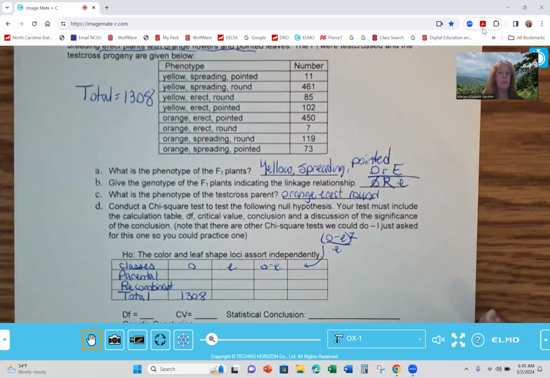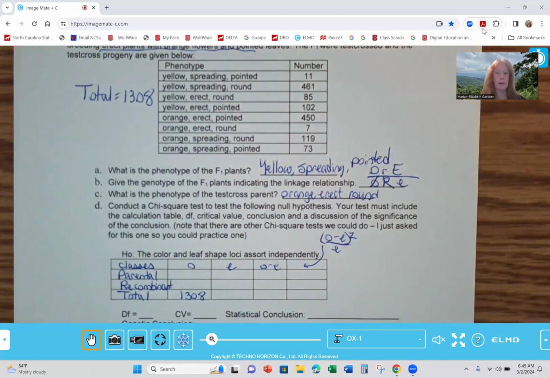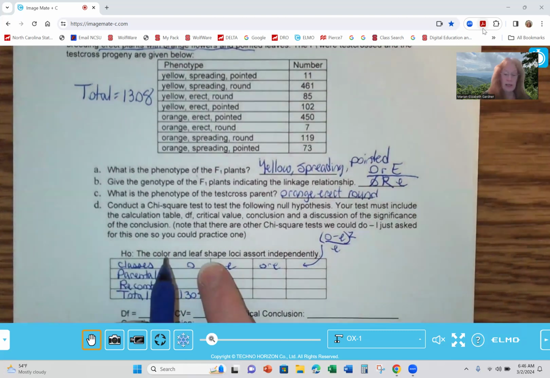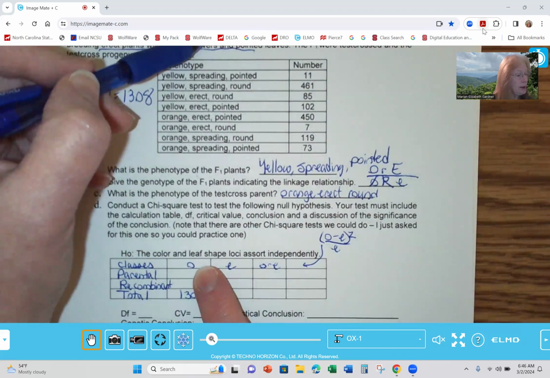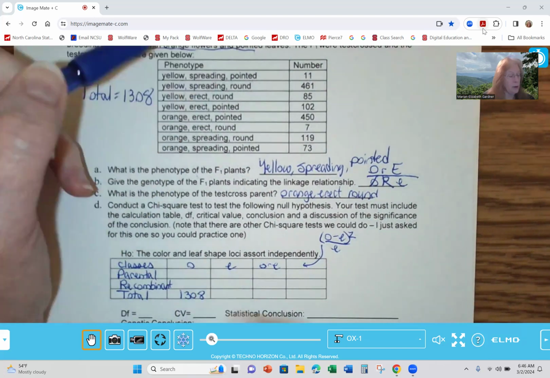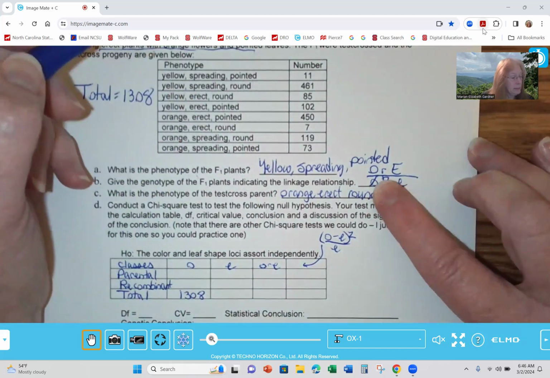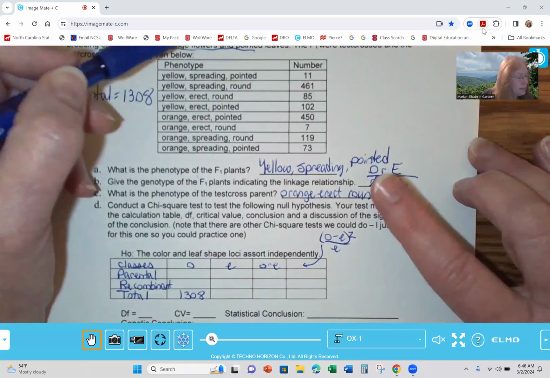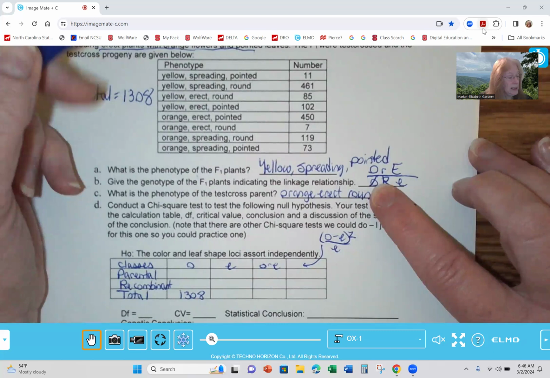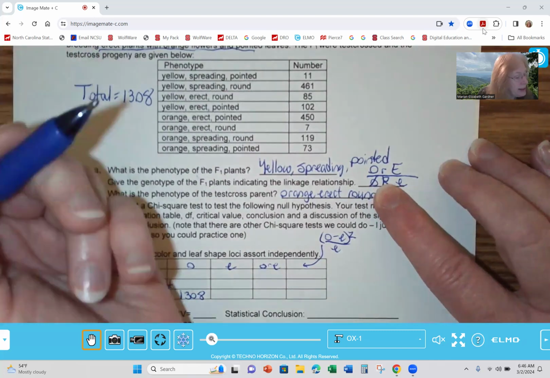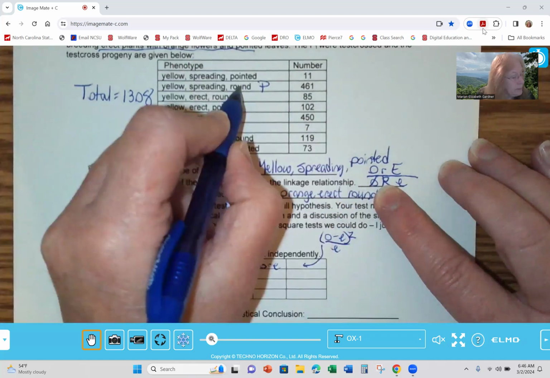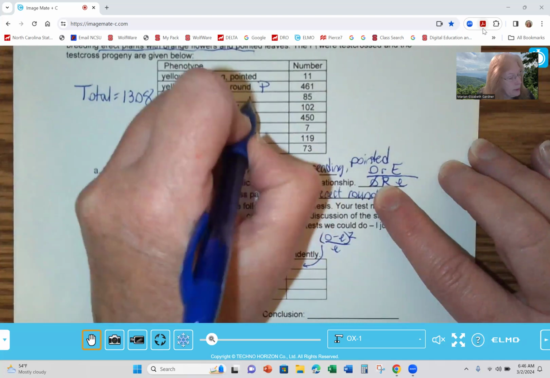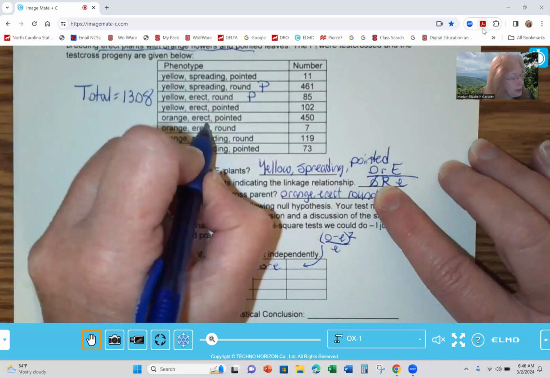So how do we decide what is parental and what is recombinant? We look at the genes for color and leaf shape. So color, we started off with yellow and round for leaf shape in this non-crossover. So yellow is a big O, and round is a little r. So every time I have yellow and round, that's going to be parental. Yellow round, orange pointed, that won't be it.